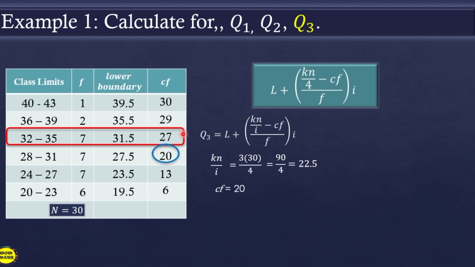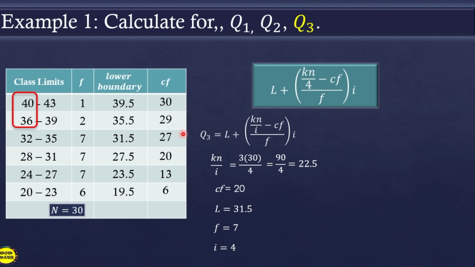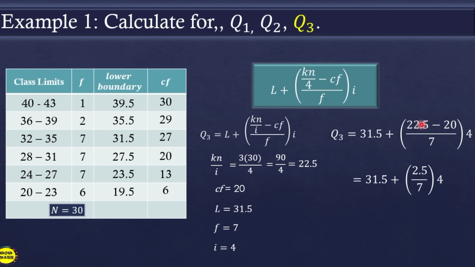So, yung cf natin, yung cumulative frequency natin is 20. Yung lower boundary is 31.5 and the frequency is 7 and yung i natin is 4. So, substitute lang natin sa formula. So, 31.5 plus 22.5 minus 20 divided by 7 times 4. So, 22.5 minus 20 is 2.5. Divided by 7 times 4 is 1.429 plus 31.5. The third quartile is 32.929.